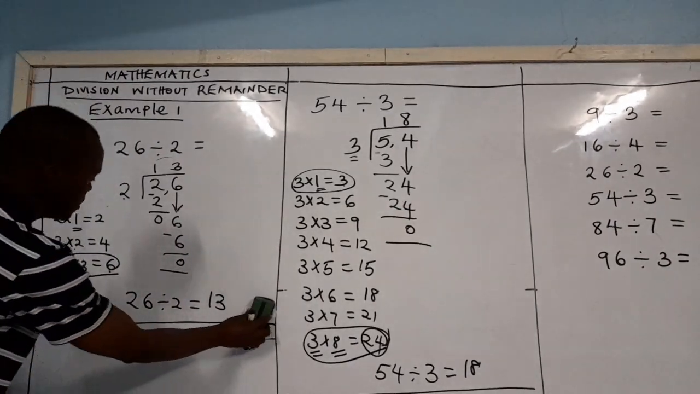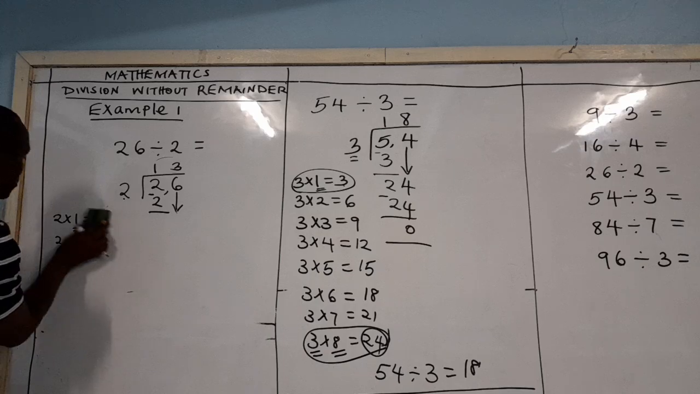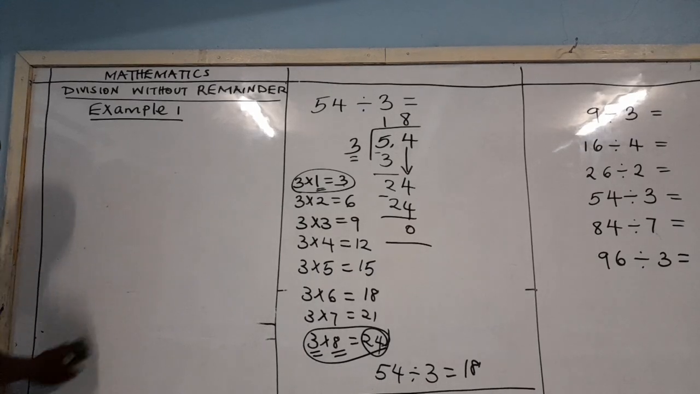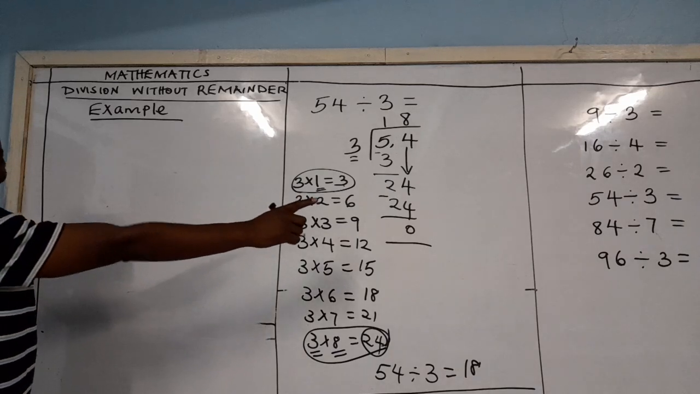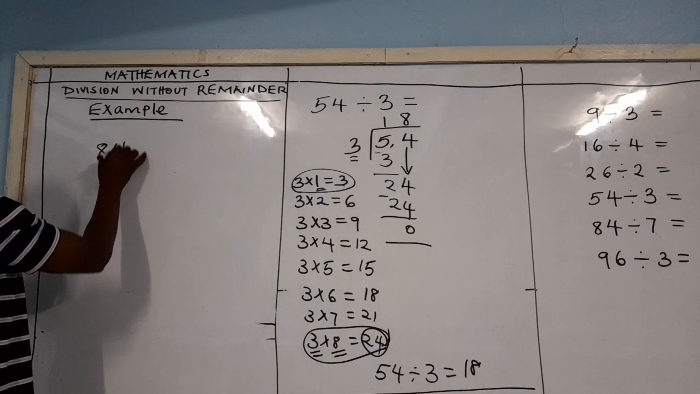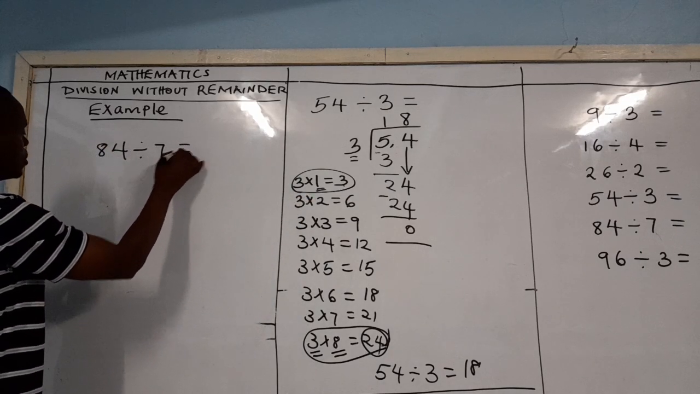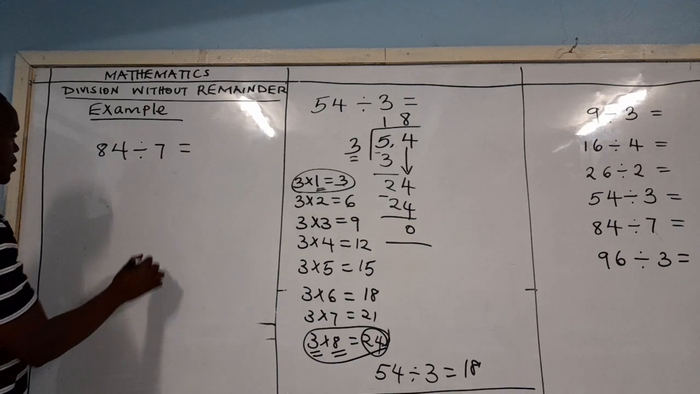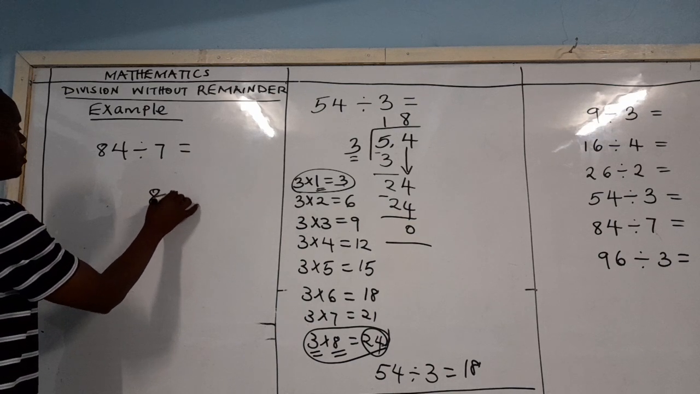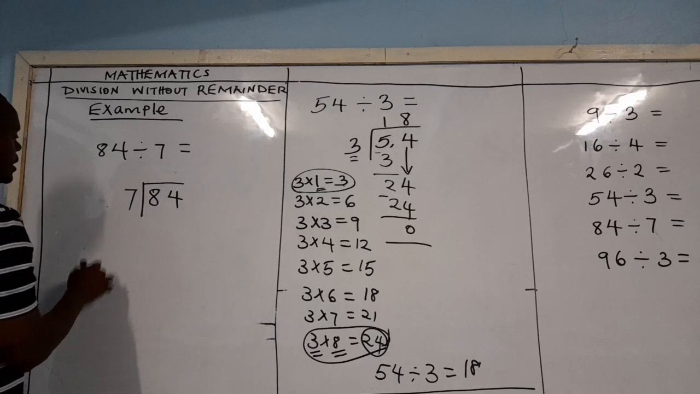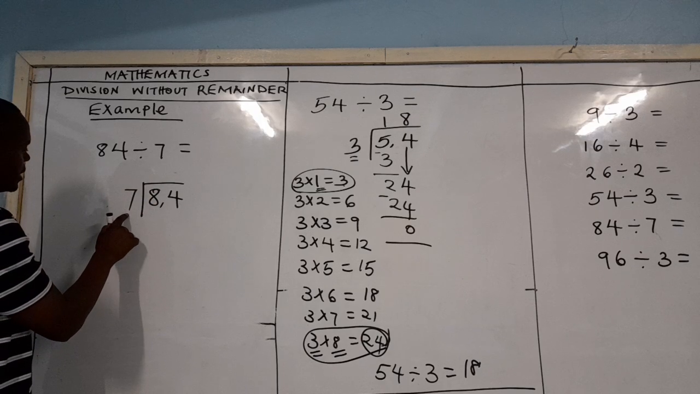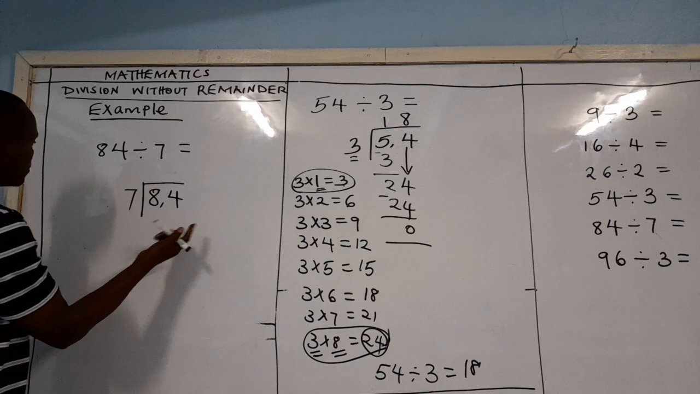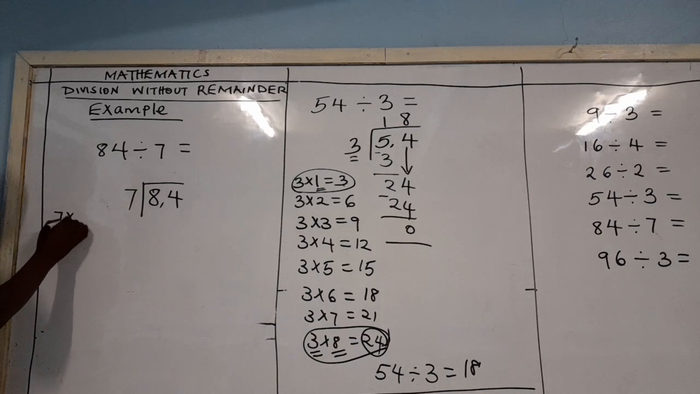Yes, we will do as many examples as possible, so long as you understand this is how we do it. So another example here, which is now 84 divided by 7. Write it as a long division sum. Consider the first digit 8. 7 can go into 8. How many times? Probably you don't know. 7 times 1.